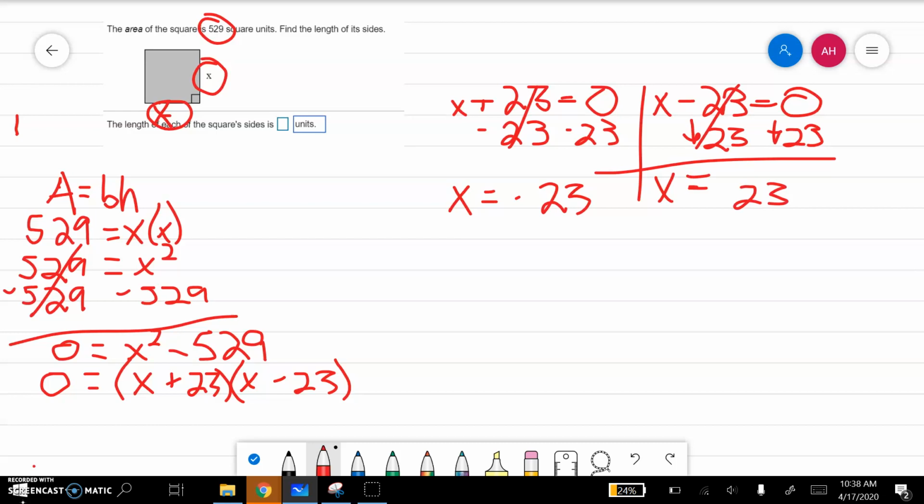Now, it doesn't make sense that we would have two answers for the side of a square. So if we look at our answers, this one is negative. And since we're talking about the length of a side of a square, it doesn't make sense that it would be negative. So your answer is going to be 23. So it's 23 units because the side of a square can't be negative.